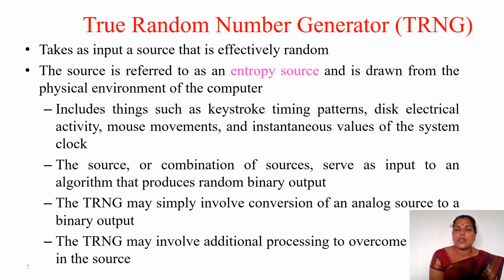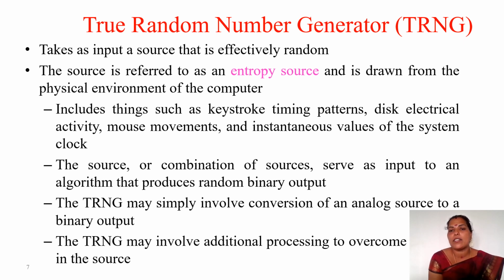So first is the true random number generator, TRNG. This true random number generator takes as input a source that is effectively random. That source is referred to as the entropy source and is drawn from the physical environment of the computer. The entropy source may be generated from keystroke timing patterns, disk electrical activity, mouse movements, or instantaneous values of a system clock. Likewise, any value can be used as an entropy source, but that value must represent the physical environment of a computer.